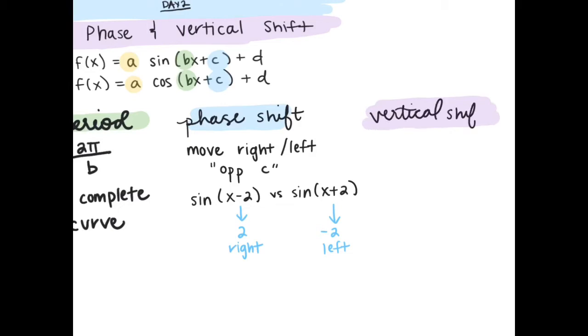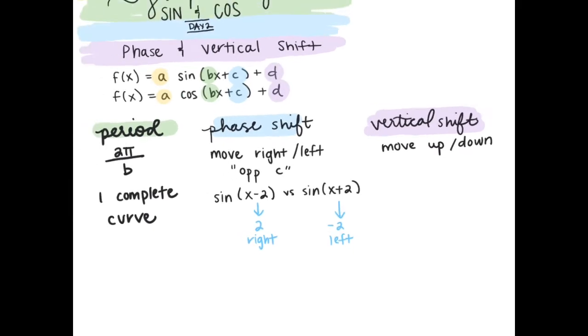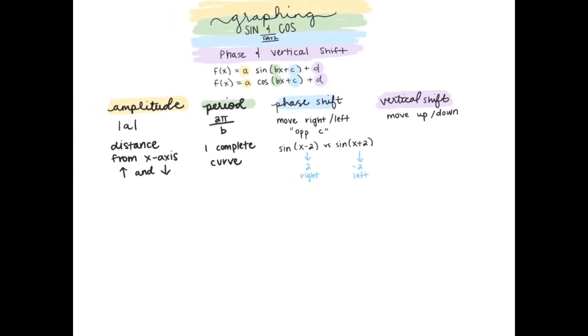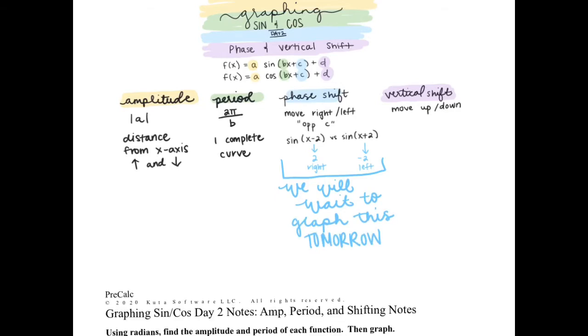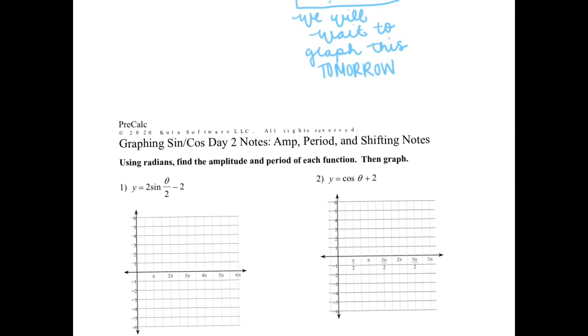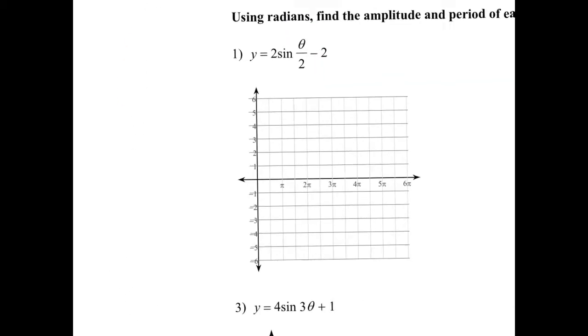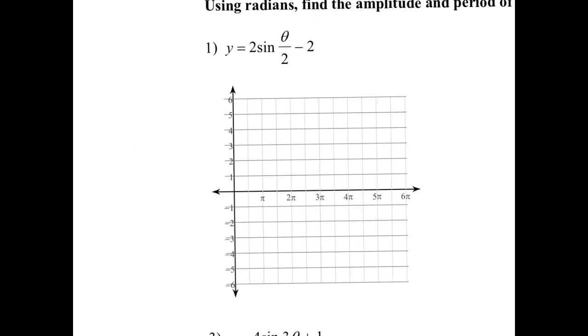Today, I do want to talk about vertical shift. A vertical shift is going to move our entire graph up or down. It comes from D. Again, phase shift, I wanted to talk about it. I wanted you to write it down, have it with everything else, but we are going to practice it tomorrow. So now let's try some examples. When we do these examples, the first thing I want to do is identify amplitude, period, phase shift, vertical shift.